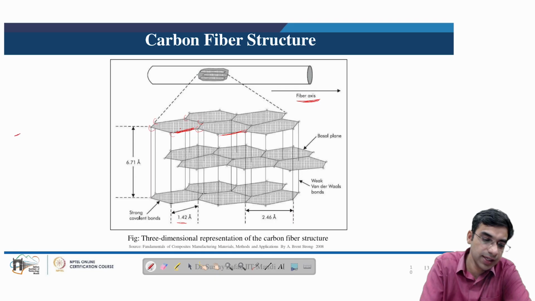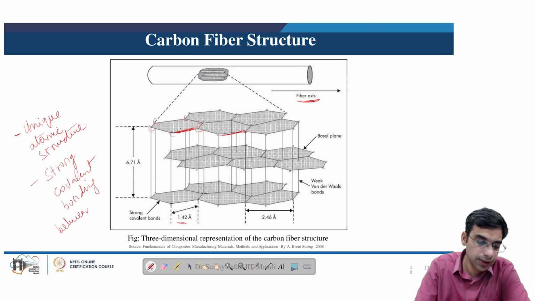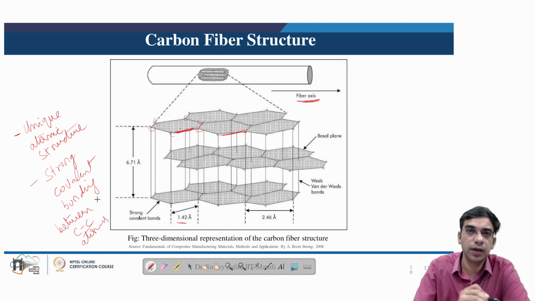So we will summarize here: this unique atomic structure and the strong covalent bonding between the carbon-carbon atoms results in high properties of carbon fiber.